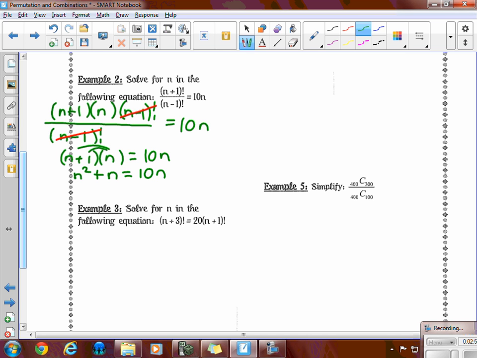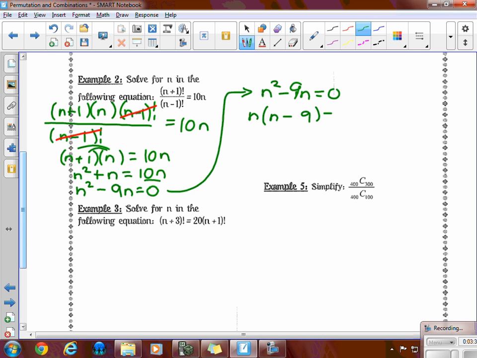I'd bring all my n's to one side of the equation, so I'd get n squared. I'm going to subtract this 10n from the other side, and I get negative 9n equals 0. So now we have to solve this. This is where factoring is going to come into play. We'll continue to solve. Here's what I have. n squared minus 9n equals 0. These two terms have a common factor of n, so I'm going to factor that out. n times n minus 9 equals 0.